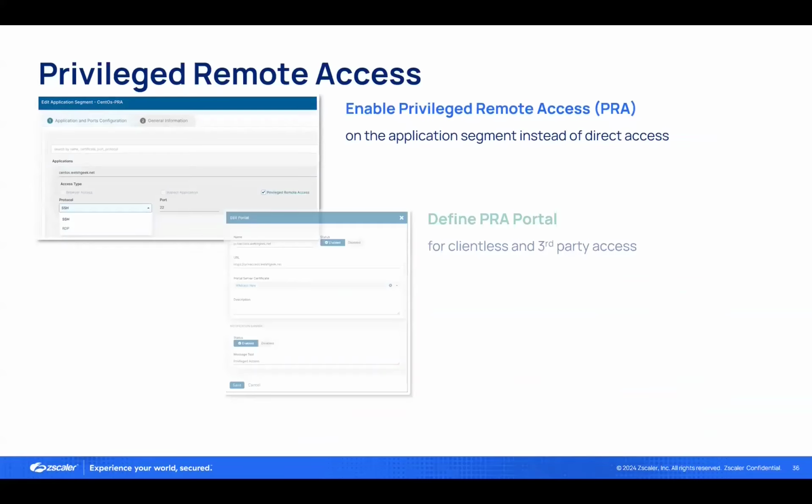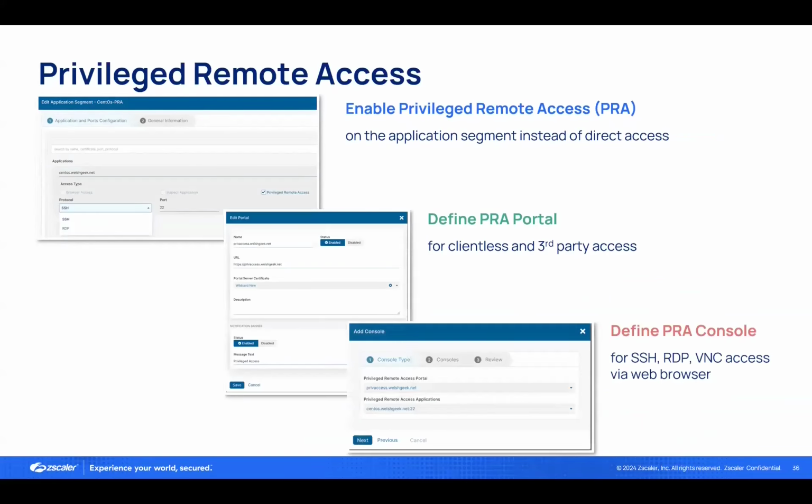Another thing that segments can be configured for is privileged remote access. Privileged remote access is mainly designed to provide secure SSH or RDP access to applications. Like browser-based access, this is enabled as an access type when configuring an application segment. Once this is done, you'll need to define a PRA portal for clientless and third-party access, and define a PRA console for SSH, RDP, and VNC access via web browser. This will allow you to provide secure access to SSH, RDP, and VNC to your users, whether they are part of your organization or third party.